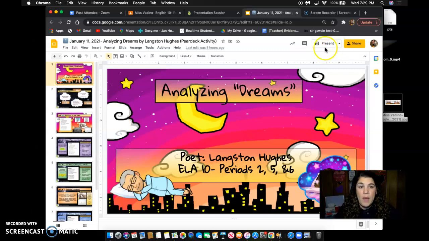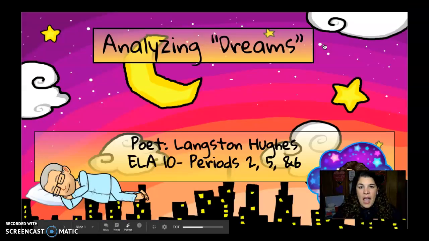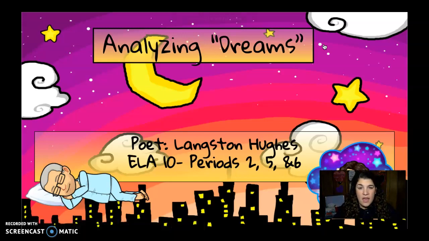This was done through Pear Deck. If you take a look at this Pear Deck, we wanted to focus on annotating the poem Dreams by looking at a few things. It could be word choice, it could be looking at background with the Harlem Renaissance itself, and it could also be analyzing metaphors and analyzing the theme of the poem.